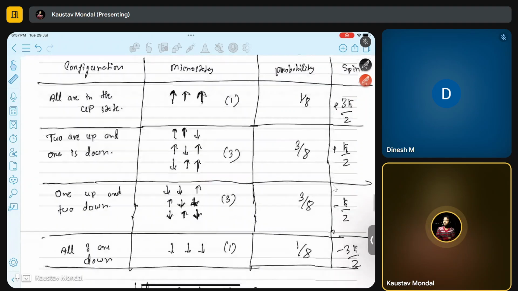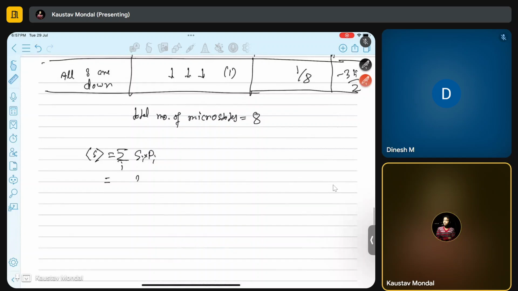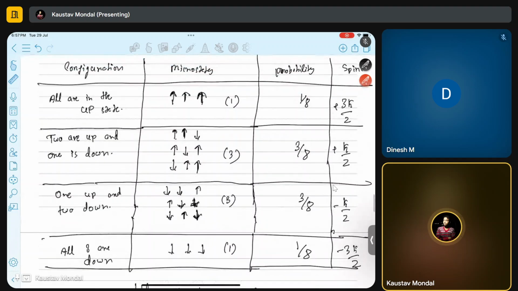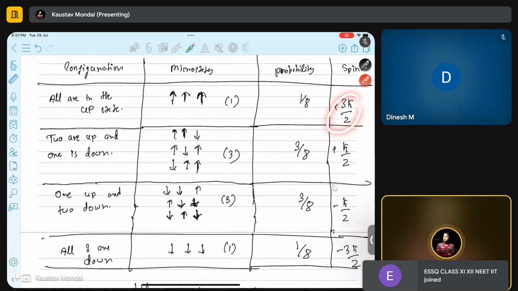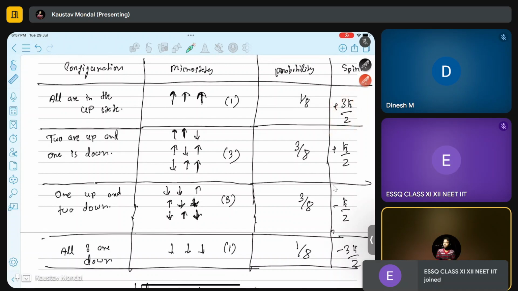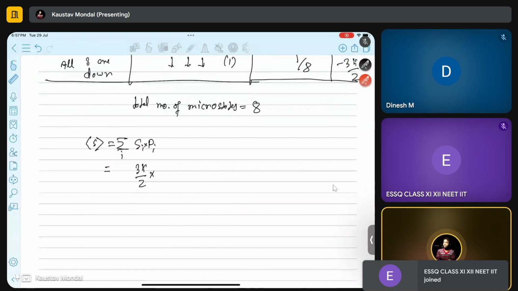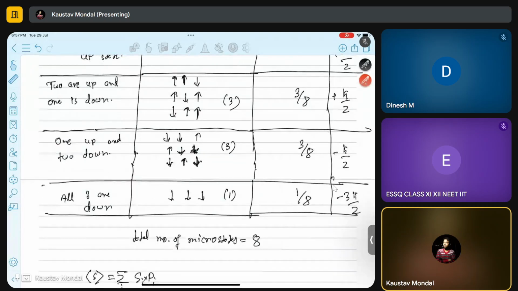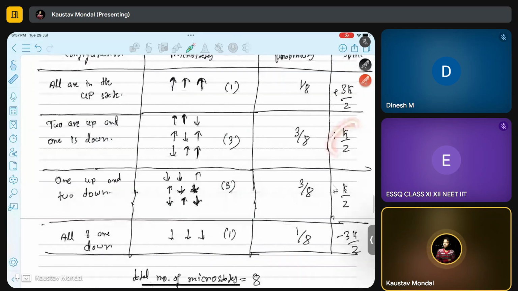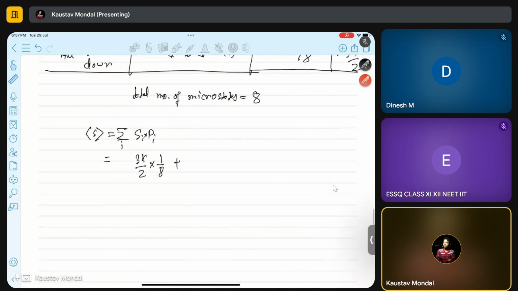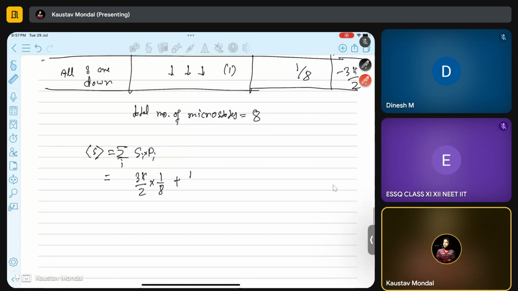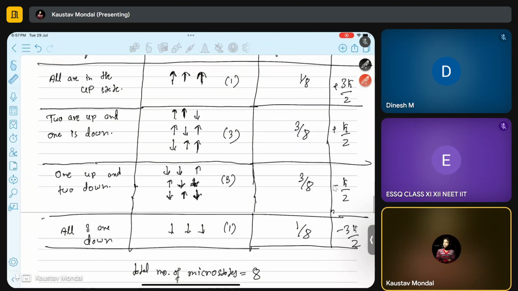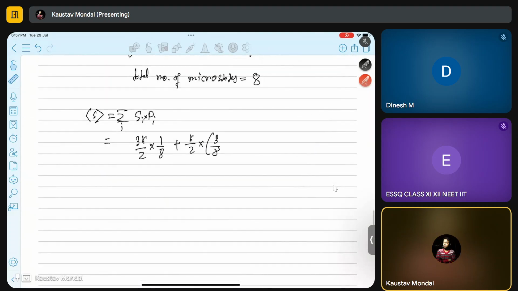So first case, the spin is 3h cut by 2, right? And its corresponding probability is what? 1 by 8. So 3h cut by 2 into 1 by 8 plus, in the second case, the spin is h cut by 2 and its corresponding probability is 3 by 8, right? So in that case, it would be h cut by 2 into 3 by 8.